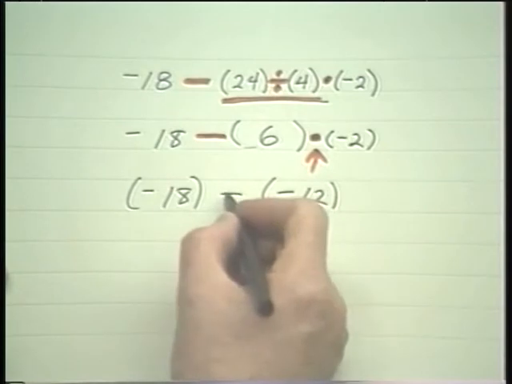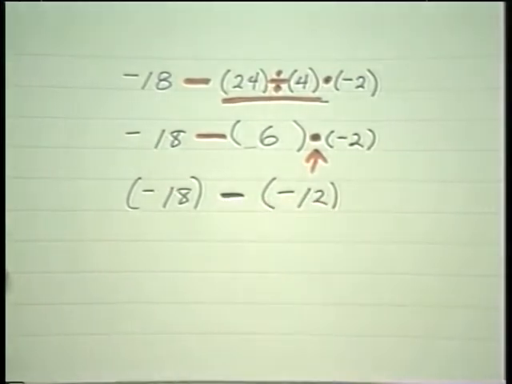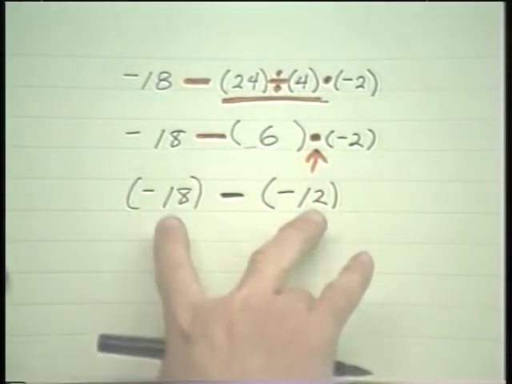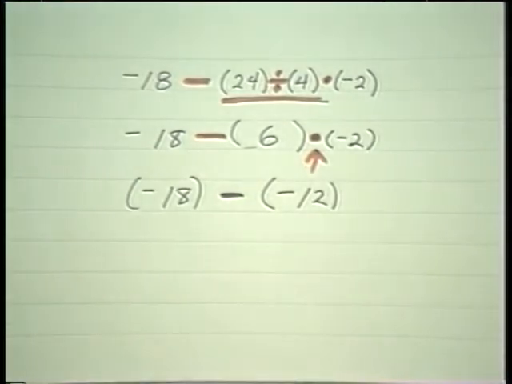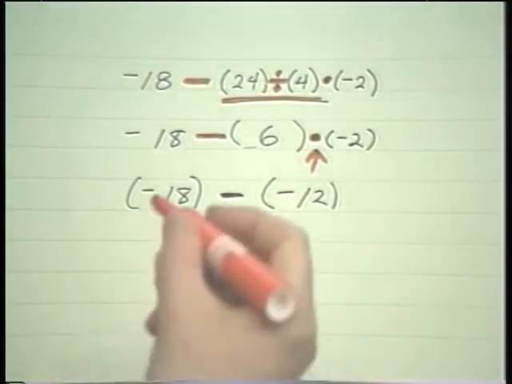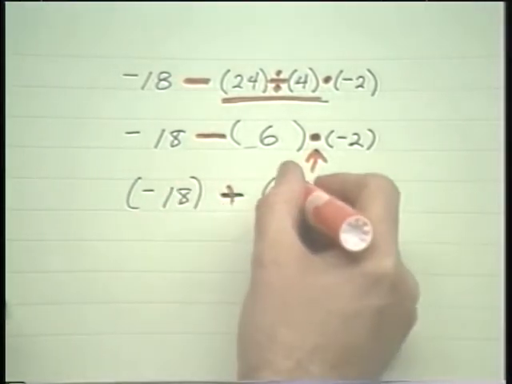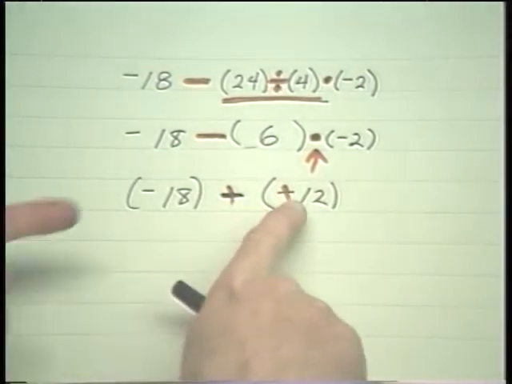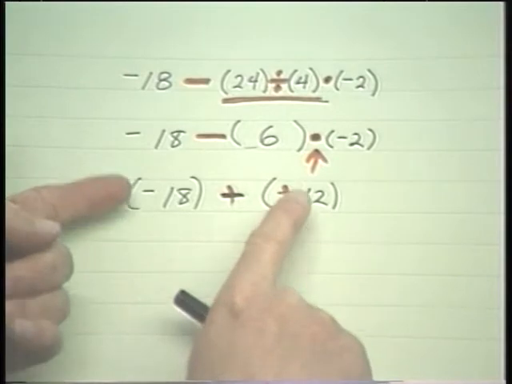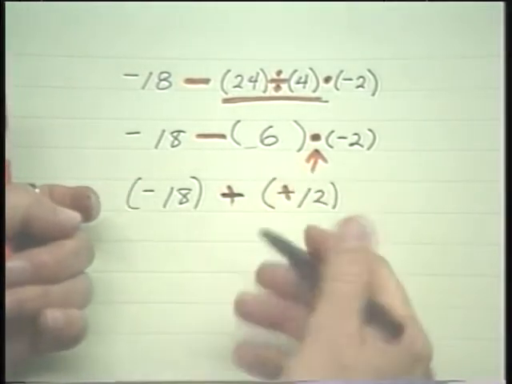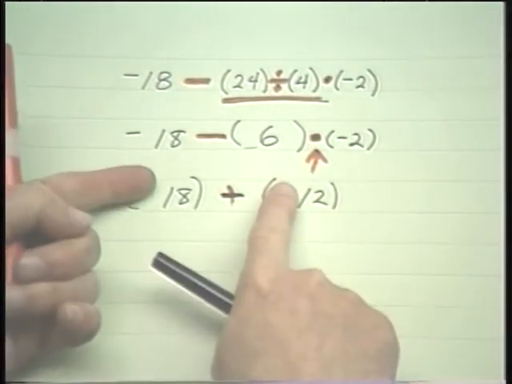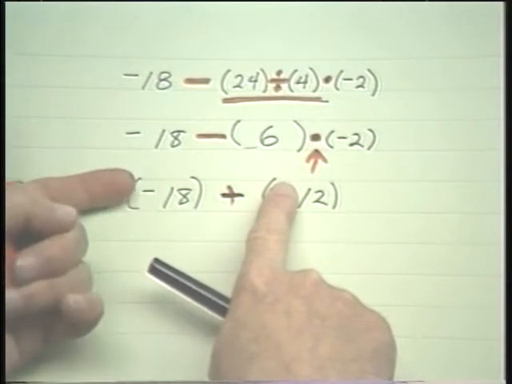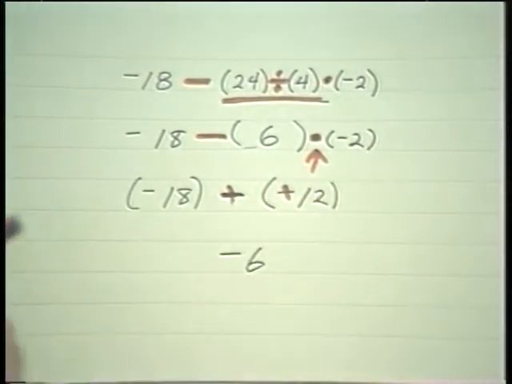Now there's only one operation left. We're subtracting two signed numbers. And remember that subtraction in algebra means add the opposite of what follows. Now we're adding unlike sign numbers. So we take the difference, which is 6. This one has the greater absolute value, so we give it its sign. So there we have it.